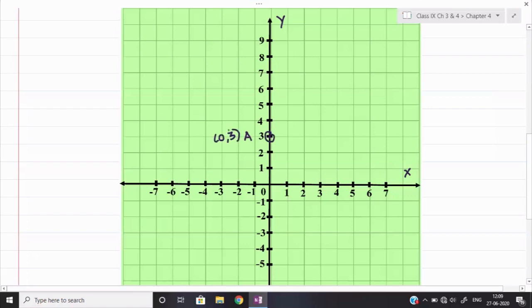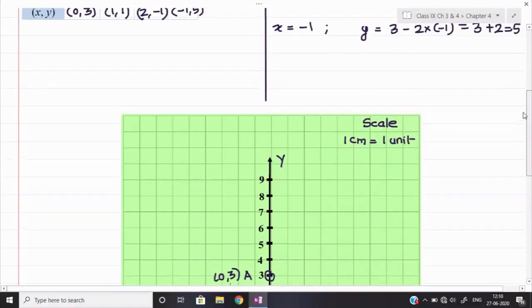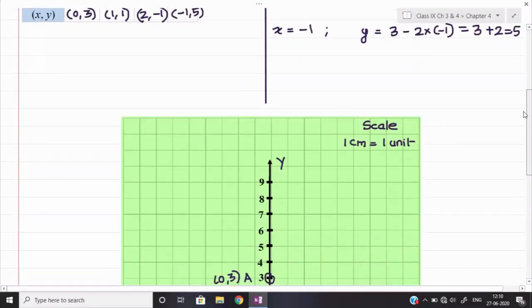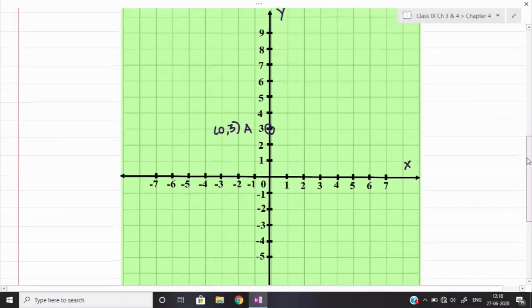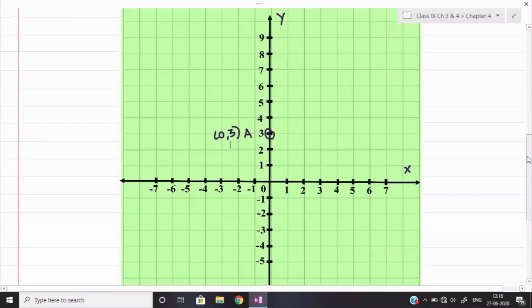Right? Now, the second value. Let us see what the second value is here. The second value is given here as 1 comma 1, and the third value is given here as 2 comma minus 1. So let us plot 1 comma 1 first. On the x-axis, search where 1 is. 1 is coming here. From 1 I will go in the upward direction and in front of 1, on the y-axis, I will mark a point. So this is my second point. I will call it point B, 1 comma 1.